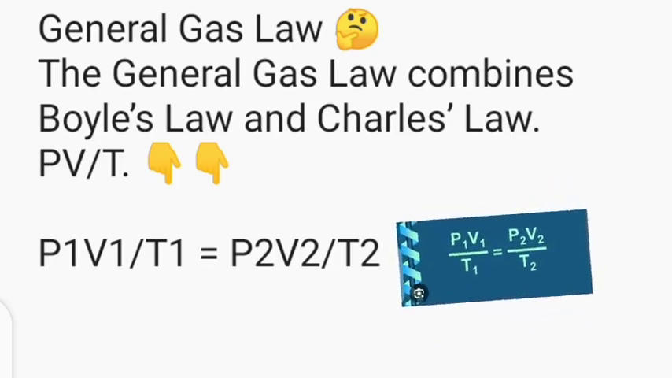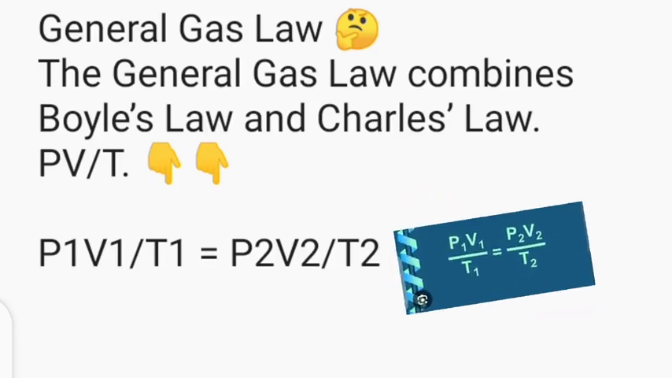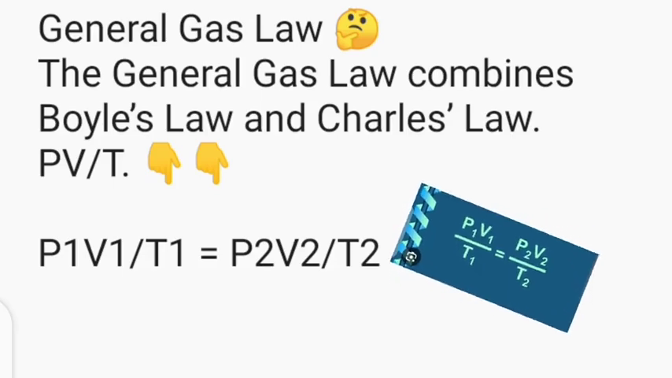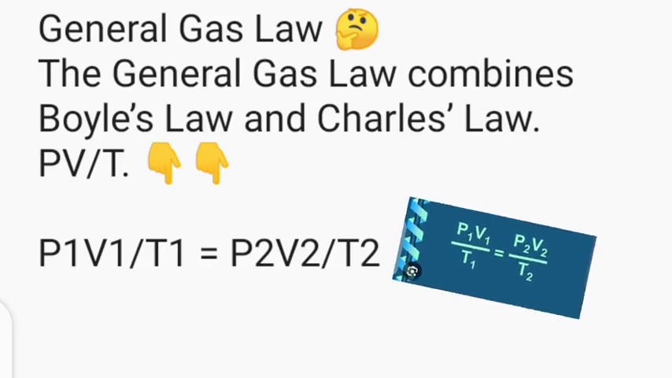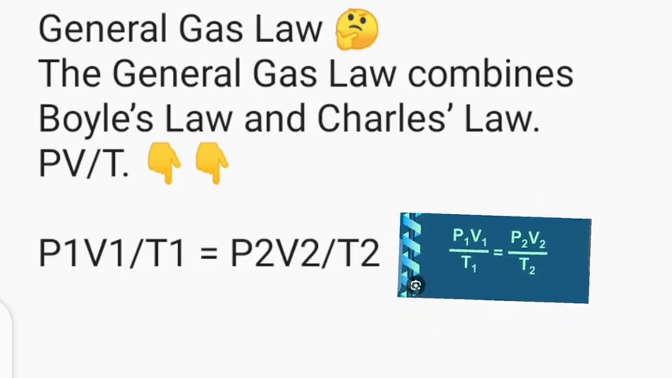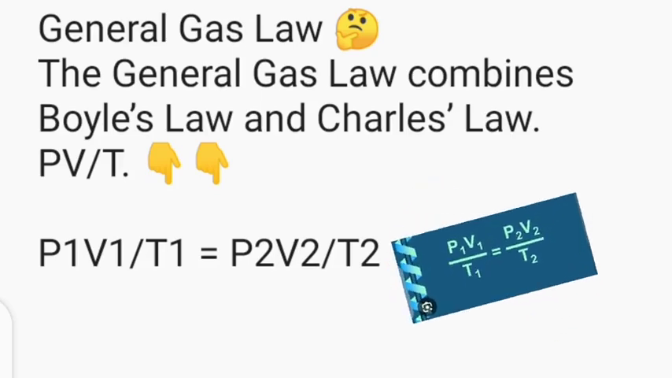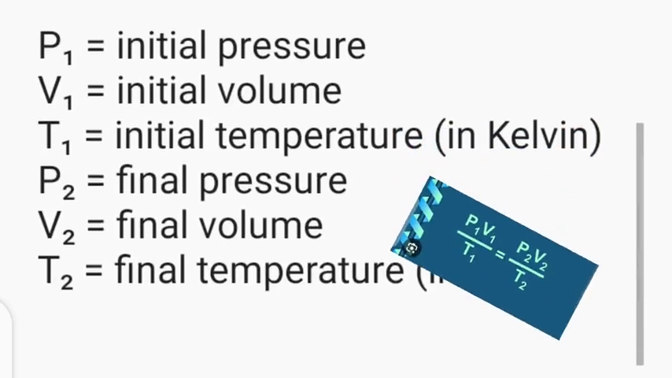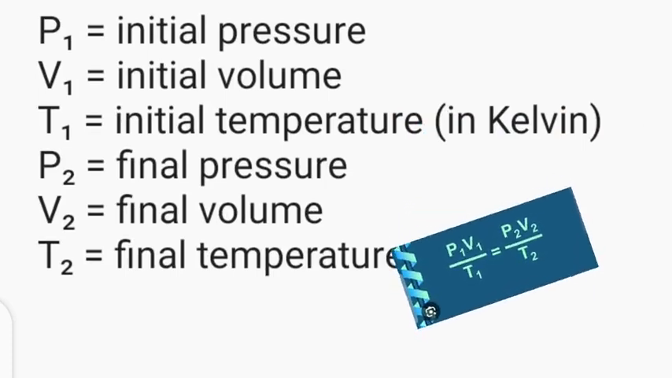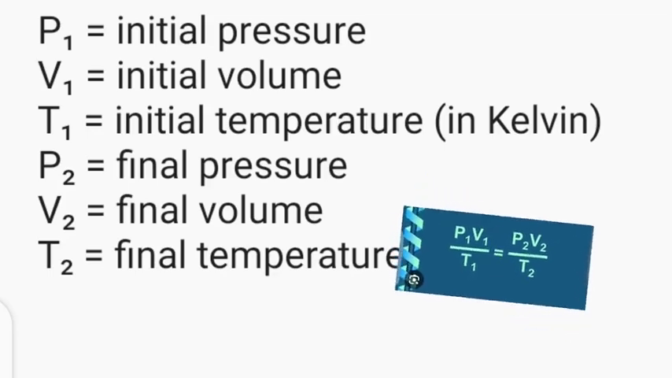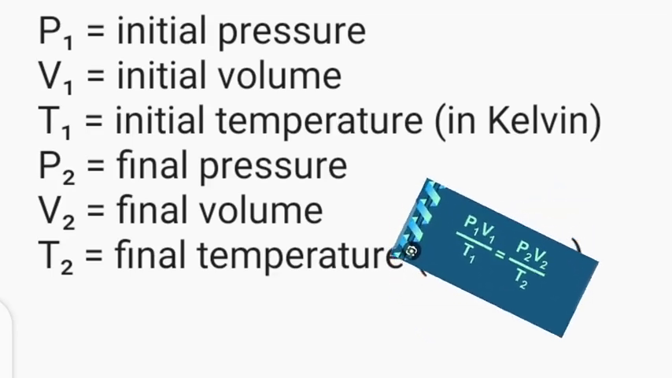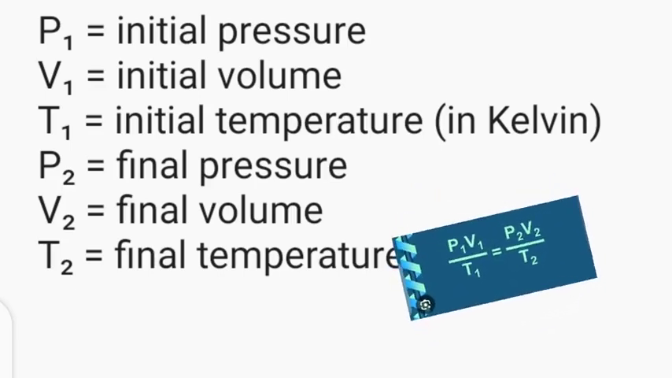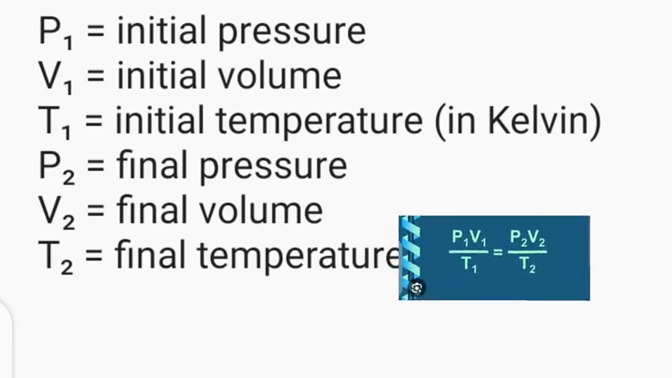P2 V2 over T2. Now, the only thing here is that normally you cannot have all the variables, all the parameters. One is going to be missing. We have six parameters here. What are the parameters? We have P1, V1, T1, P2, V2, T2. Most especially, you will be given all the parameters but one, then you can be asked to find the volume, first volume, or second volume.